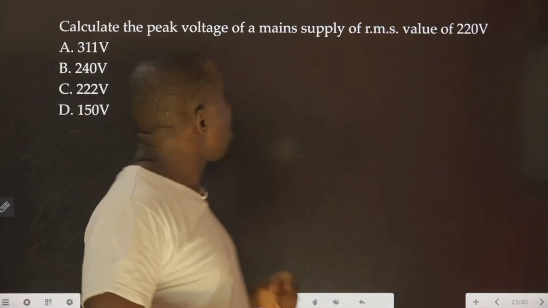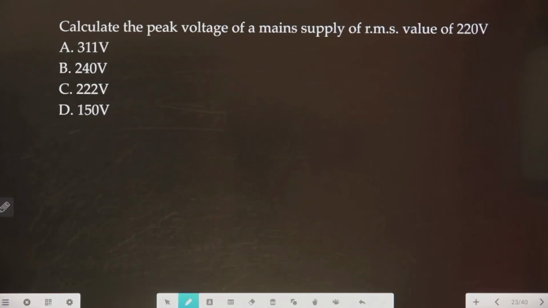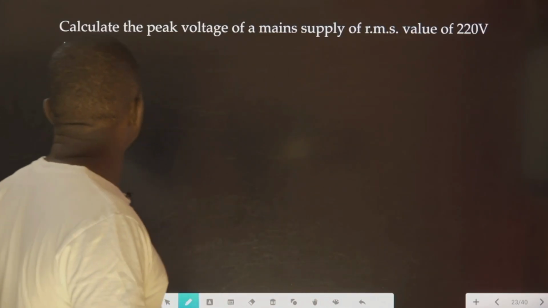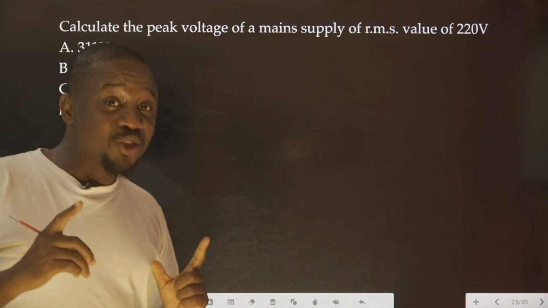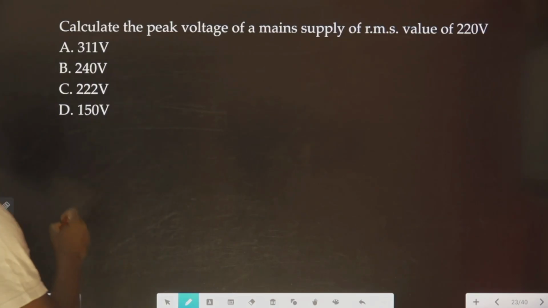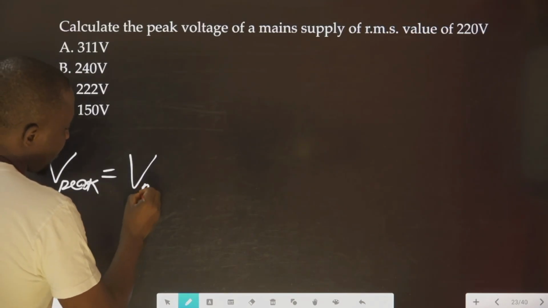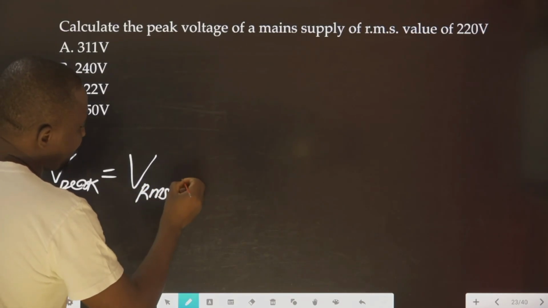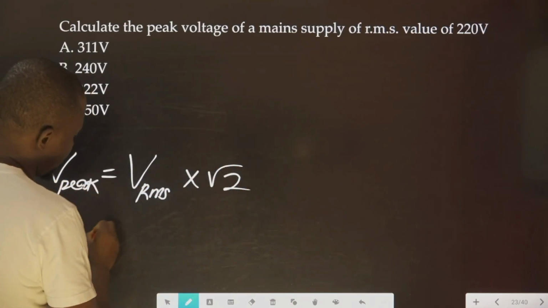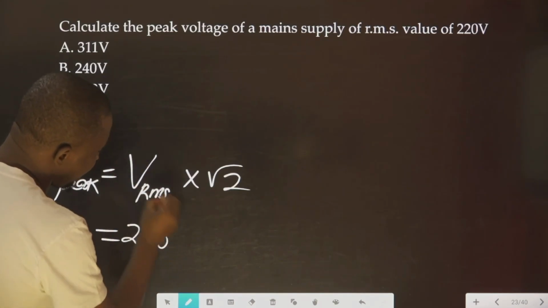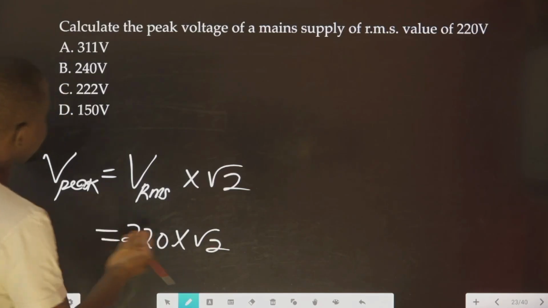Let's look at this. It says: calculate the peak voltage of a main supply of RMS value of 220 volts. All you have to remember is that to get the peak, the peak voltage is always equal to the RMS voltage multiplied by the square root of 2. What was given to us was 220 for RMS, multiplied by the square root of 2.